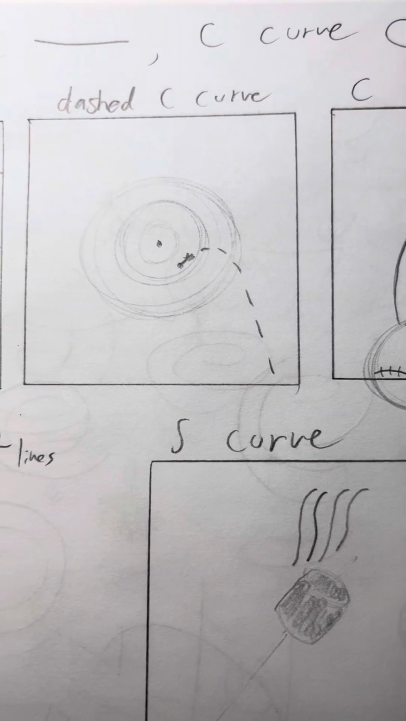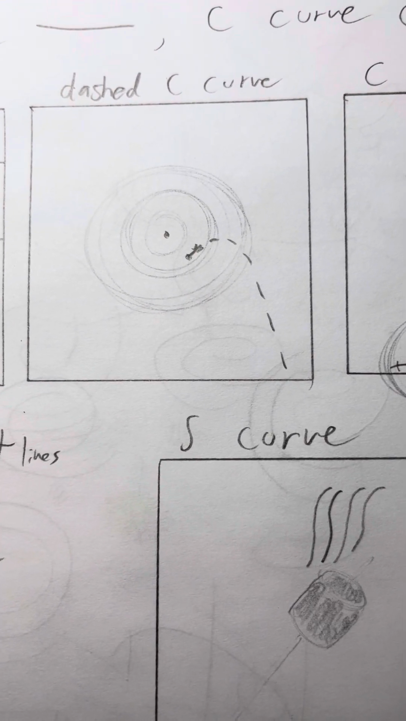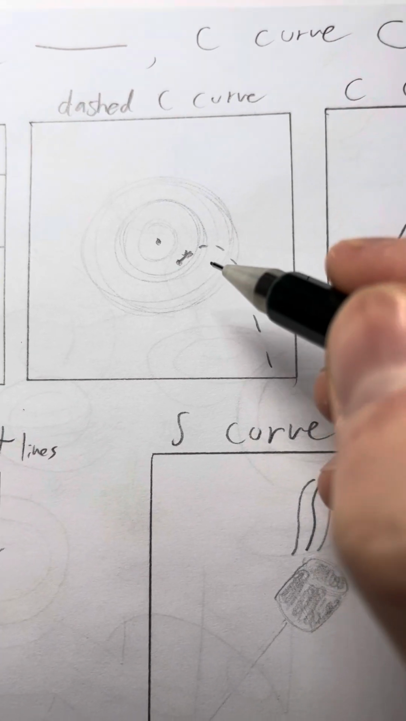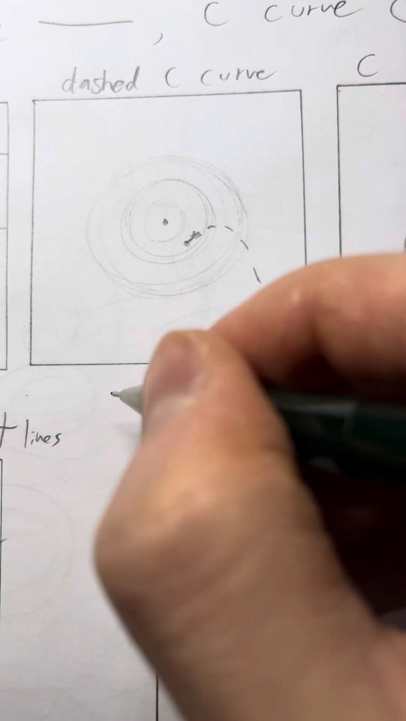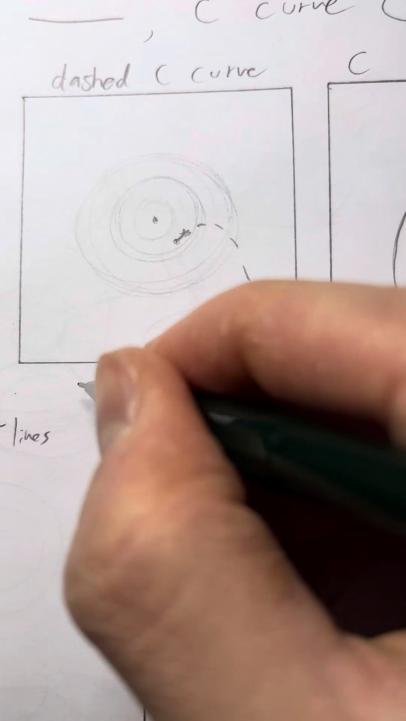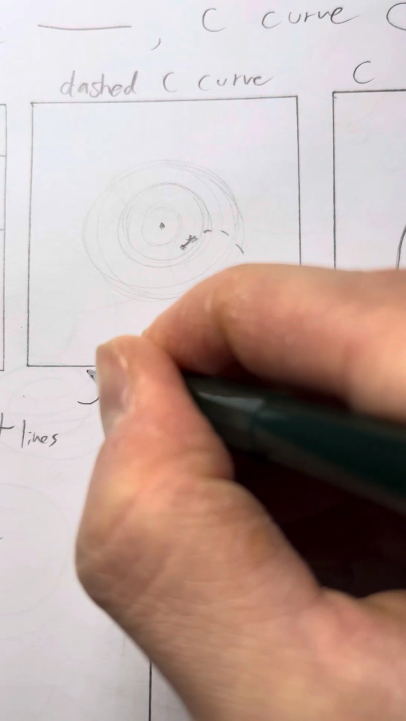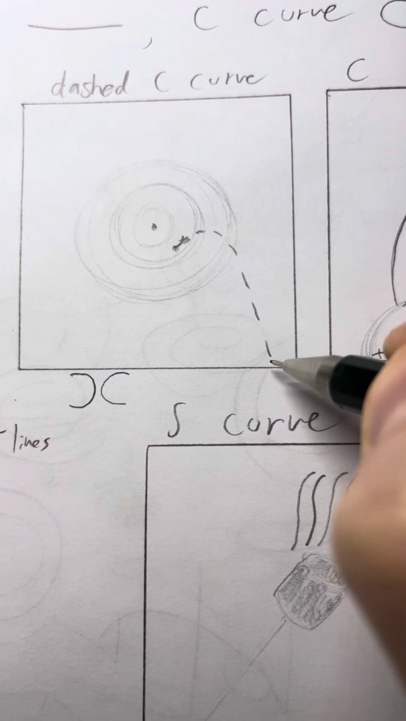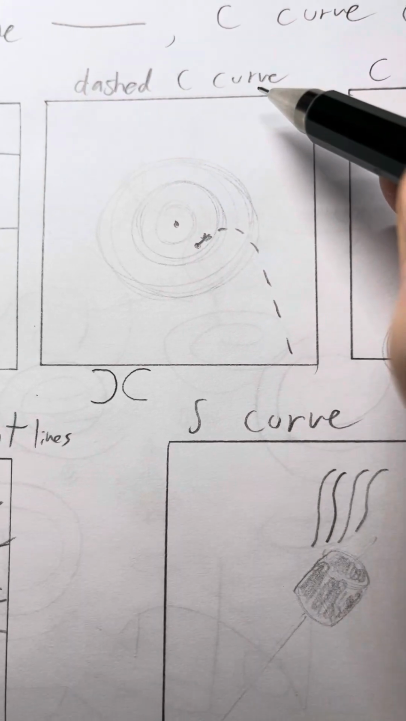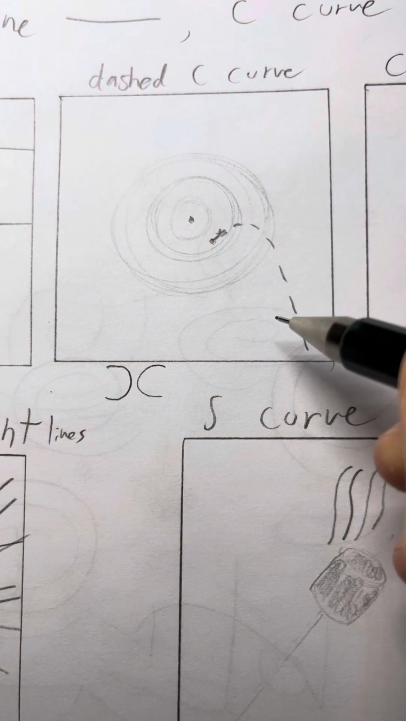And I was also thinking about C-curves. The thing about C-curves is there's a lot of different ways that you can do it. It's kind of weird because usually when we think of C-curves, you just think of the letter C, but you very well could do it backwards as well. And if you see the motion that it follows, I decided to even go with a dashed C-curve instead.